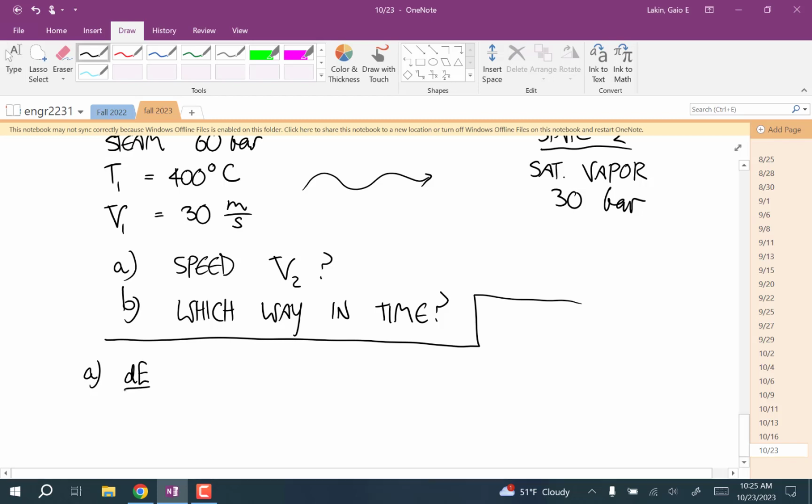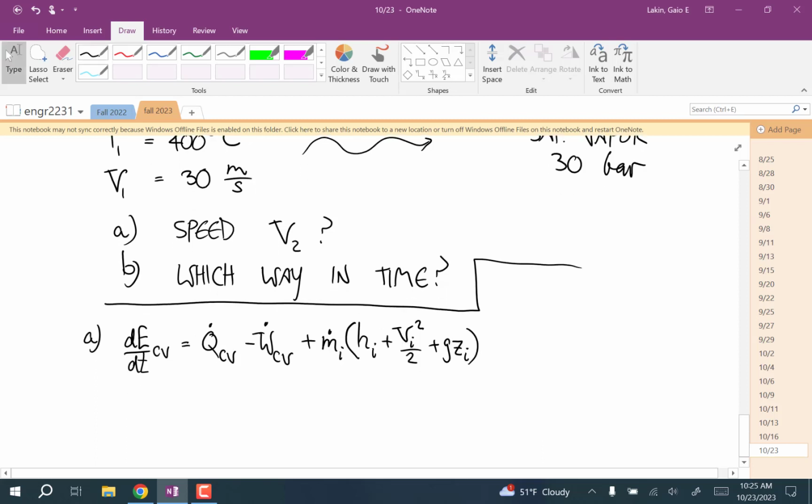Okay, so dE dt is equal to Q dot minus W dot plus Mi dot times the quantity Hi plus Vi squared over 2 plus Gzi minus Me dot times the quantity He plus Ve squared over 2 plus Gze.